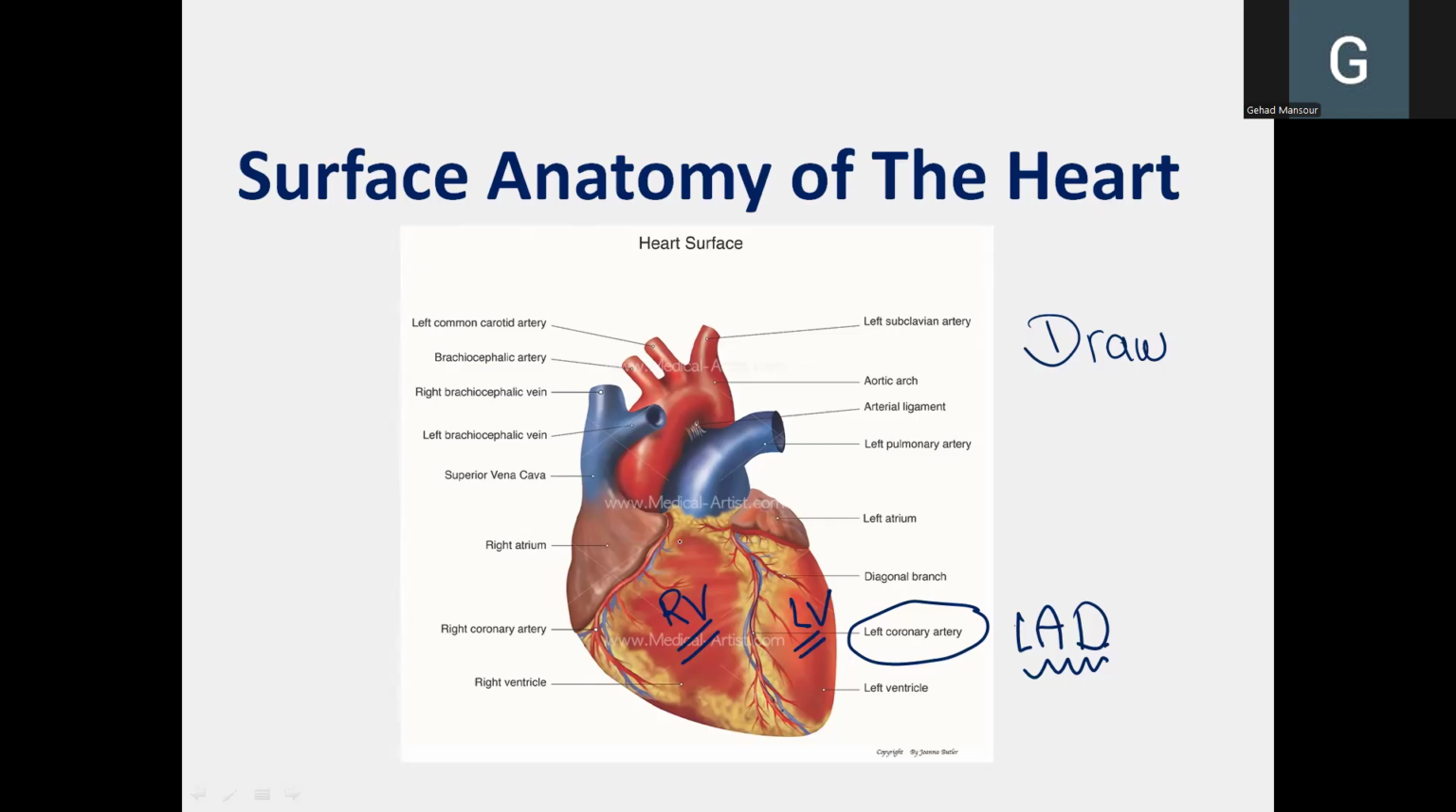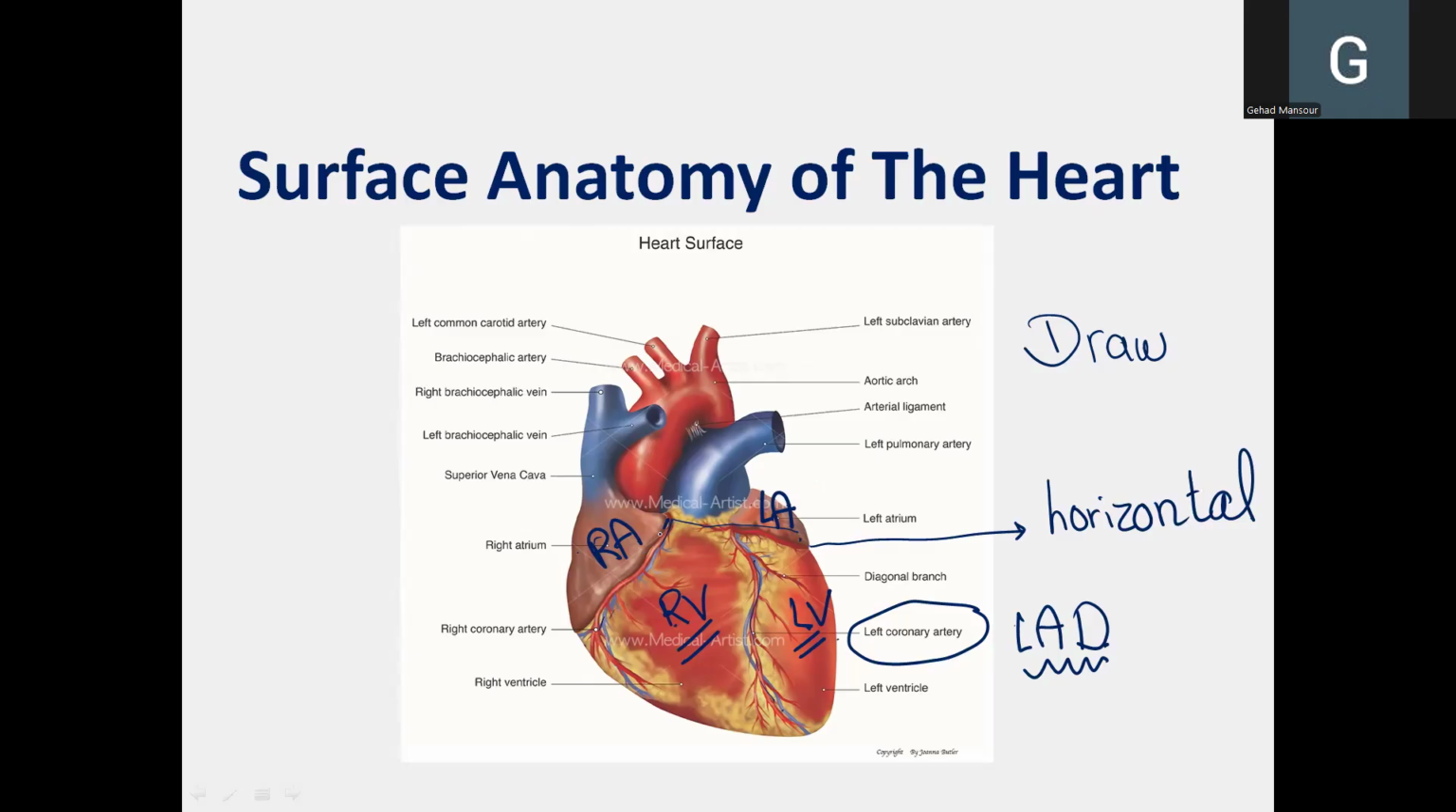And then here we have another horizontal groove that separates the right atrium from the left atrium. This transverse groove will separate both the right atrium and the left atrium above from the two ventricles below. So again, this horizontal groove that runs all around the heart separates the atria above from the ventricles below.